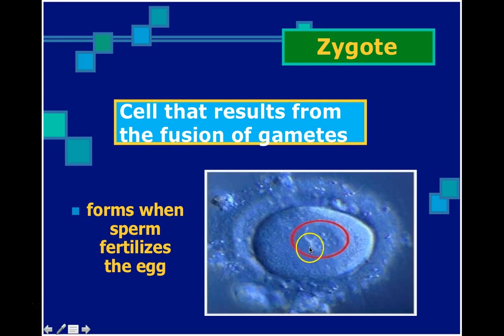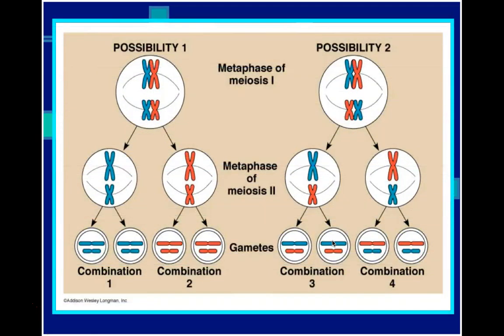And now what happens in here is a bunch of mitosis, right? Because now we want to keep the 46. We don't want to divide it again. So we want to keep dividing and growing this 46. And that is when you have your fetus, and eventually it becomes a baby.